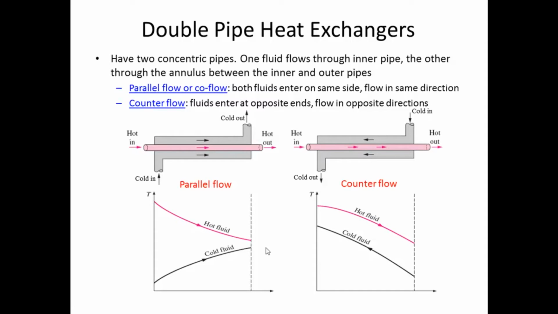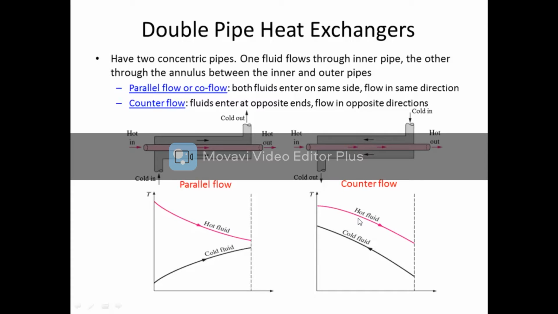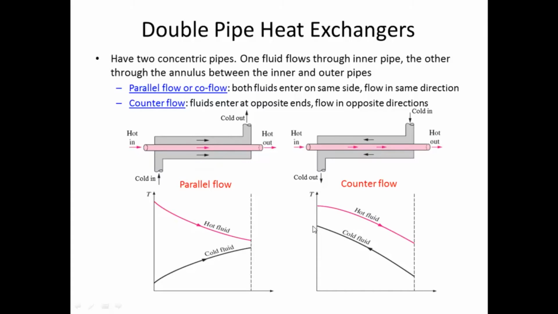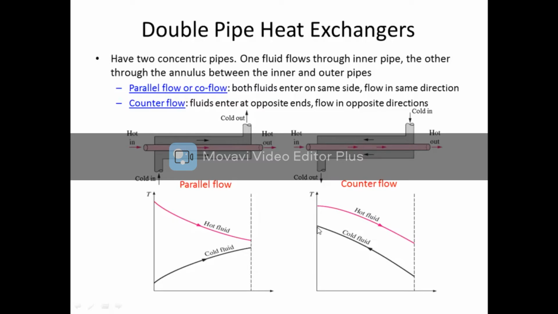The same holds good for the counterflow. At any point within the heat exchanger, the cold fluid always remains at a lower temperature compared to the hot fluid. But it is possible that the exit temperature of the cold fluid can be higher than the exit temperature of the hot fluid without violating the second law of thermodynamics. This is possible only in the counterflow mode.